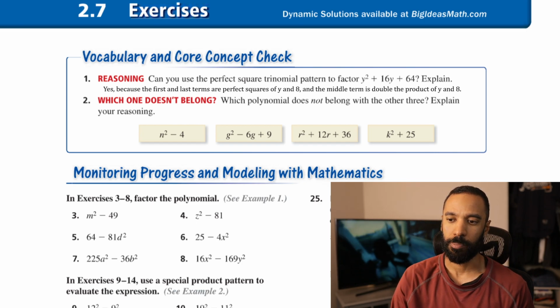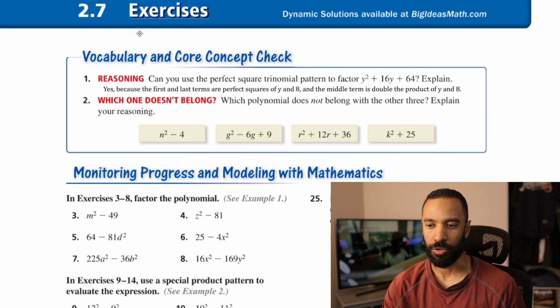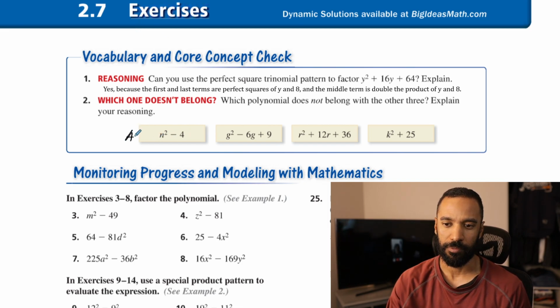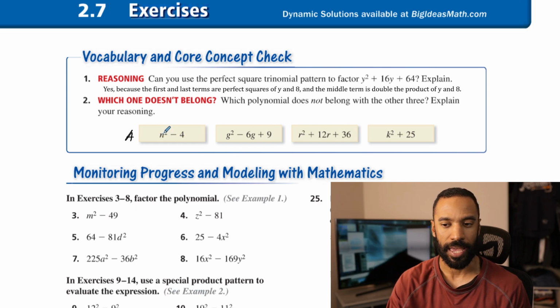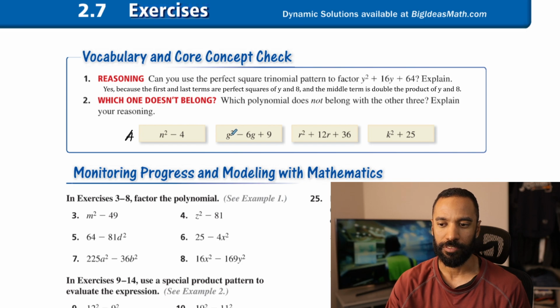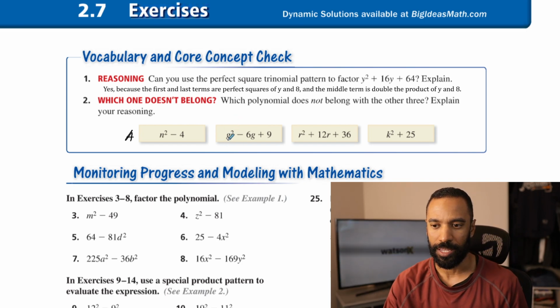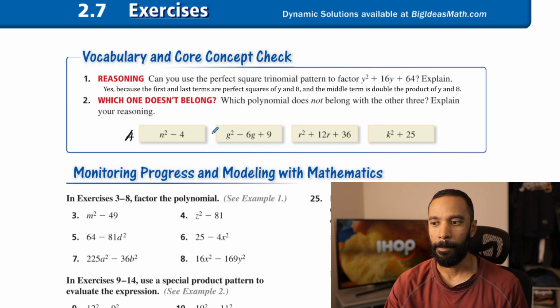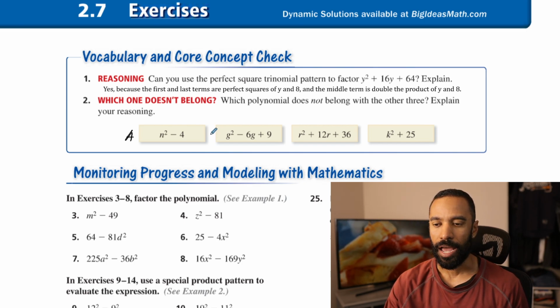Number 2, which one doesn't belong? Which polynomial doesn't belong with the other three? Explain your reasoning. Now, I'm guessing, so n squared minus 4, which I'm going to put a, that's a difference of two squares, n squared minus 2 squared. This is a perfect square trinomial of g minus 3 quantity squared, because g is squared, 3 is squared. We double 3 times g, even if subtracted. Now, I don't know if this is a B or an A.